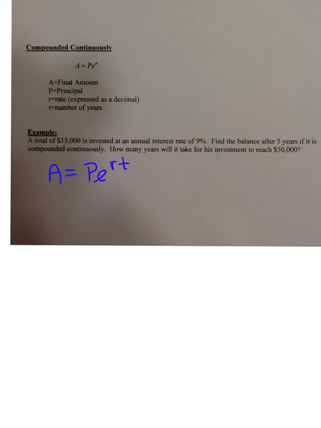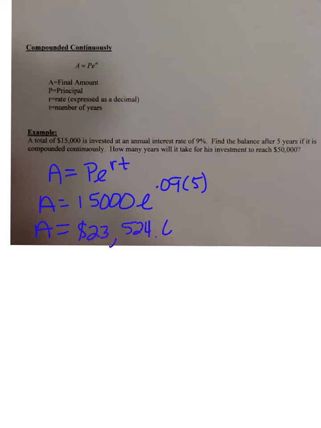All right, so they're investing $15,000 times e raised to the 0.09, and I want to know how much is in the account after 5 years. So just plug that into your calculator, and you get $23,524.68.